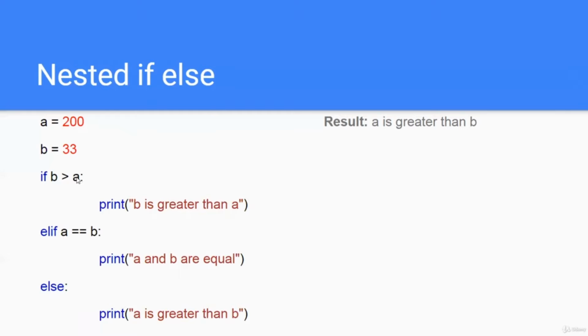So for this, we have written the condition: if B is greater than A colon, we'll write B is greater than A. Else if both are same, that is A equals to B, we'll write print A and B are equal. And third, else, we'll write A greater than B. In this case, the value of A is 200. So the first two conditions, that is B greater than A and A equals to B, are false. So it will execute this else condition and print A greater than B. So the result of this code is A greater than B. You can execute this code on Google Colab. We'll be doing practice later on.